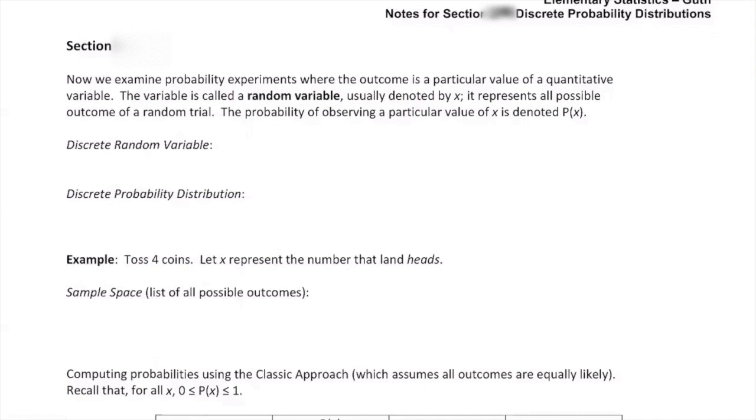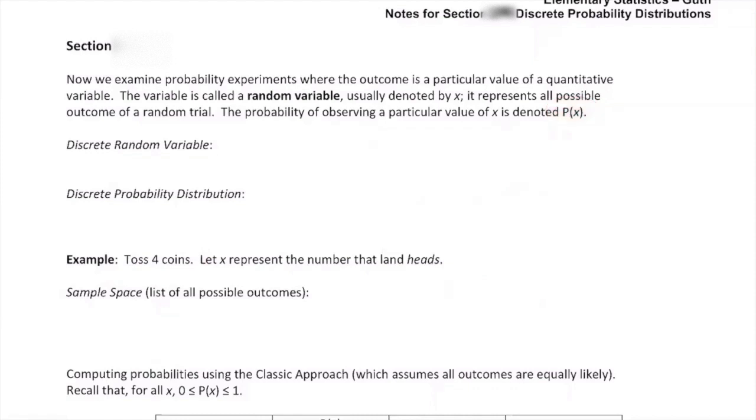Now we examine probability experiments where the outcome is a particular value of a quantitative variable. So basically the outcomes are always a number, and the number is always a quantity. Okay, and you'll see an example here. The variable is usually denoted by an X. It represents all possible outcomes for a random trial or an observation. The probability of observing a particular value of X is denoted P of X down here. Okay, any questions?